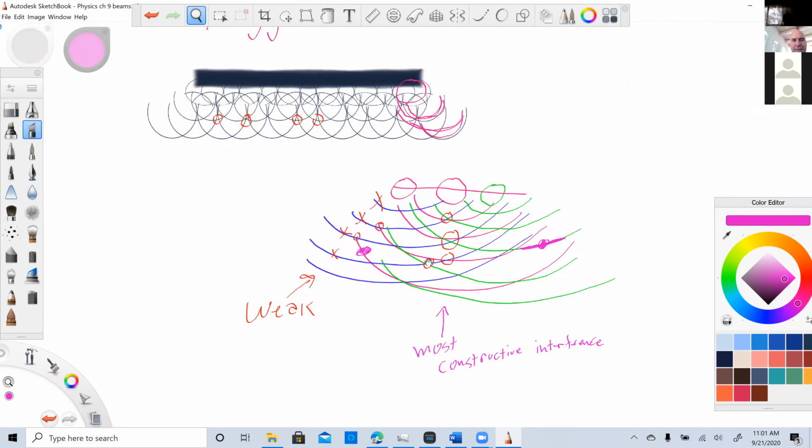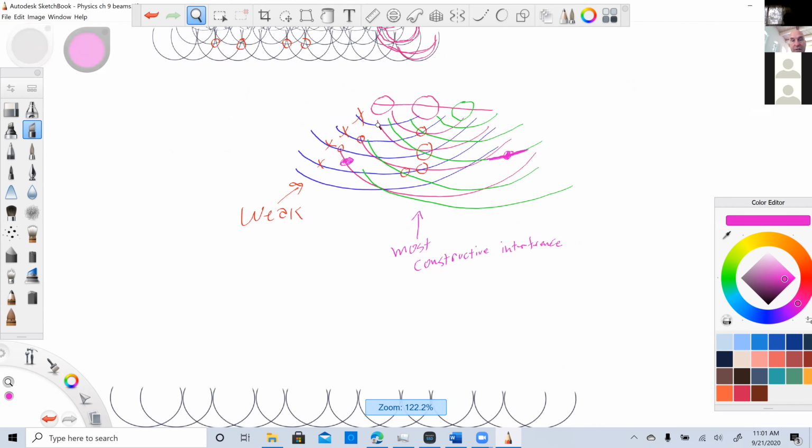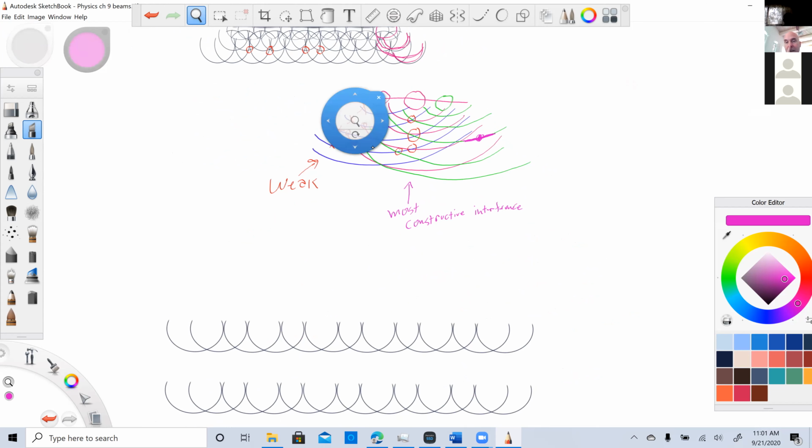There's little GIFs. There's a bunch of little GIFs actually. I can show you guys how that works. In fact, what time is it? It's only 11 o'clock.